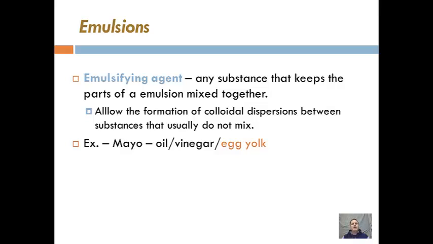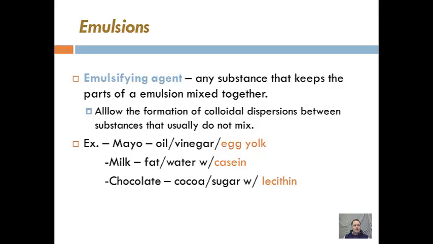Couple examples. Mayonnaise is simply oil and vinegar, which generally don't mix, but we put egg yolk in that acts as our emulsifying agent, and they mix together to give us mayonnaise. Milk. Think about milk. It's made up of fat, it's made up of water, and then we put a protein in there called casein. It keeps the two of them mixed together. Another one is chocolate, made up of cocoa and sugar, and then we put another substance in and mix it together, and we get our yummy chocolate bars.